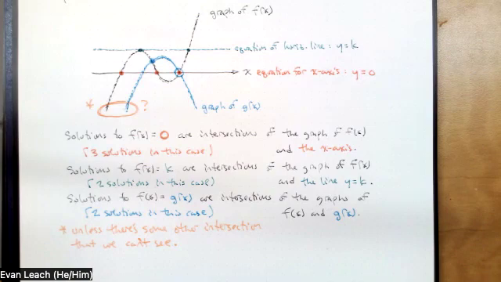If the blue graph is falling faster than the black graph, then they won't intersect again. But if the black graph is falling faster than the blue graph, then there'll be some other intersection that we just can't see because we're looking too closely.